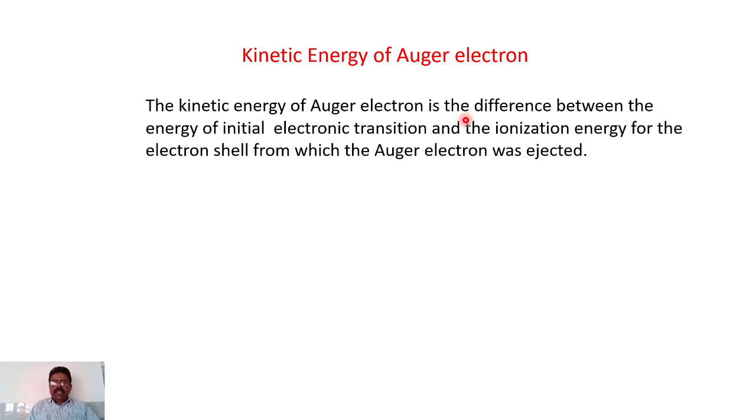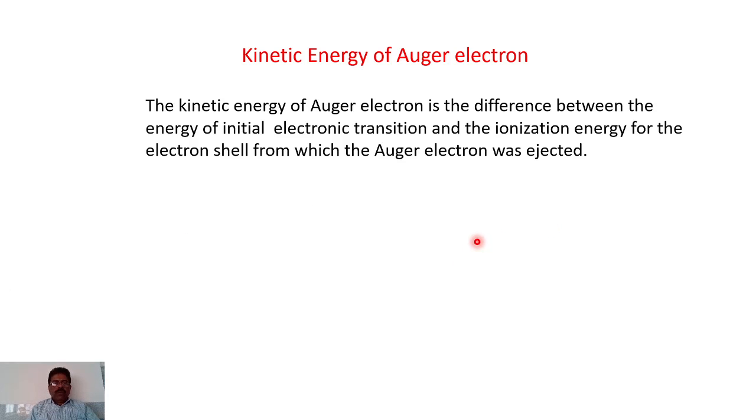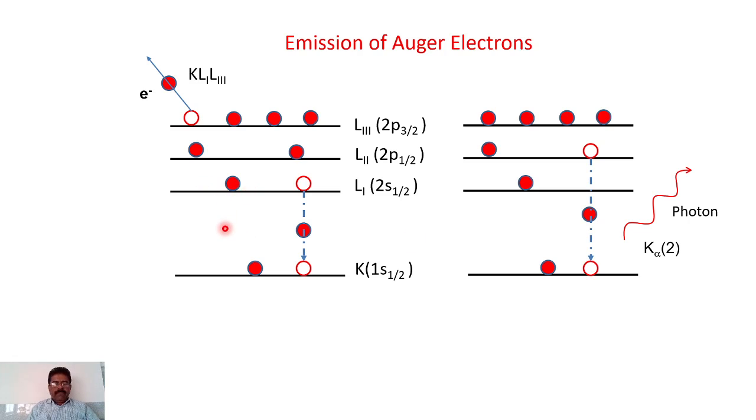The kinetic energy of the Auger electron is the difference between the energy of the initial electronic transition and the ionization energy, or you can say binding energy, for the electron shell from which the Auger electron was ejected. I have represented this over the diagram. Then the Auger electron energy depends upon the type of atom. How? Because whatever the target atom, accordingly the energy difference will be dependent. For a large atomic number, this energy difference will be different from that for a lower atomic number. So whatever these energy levels are, they will be decided by what the atom is.